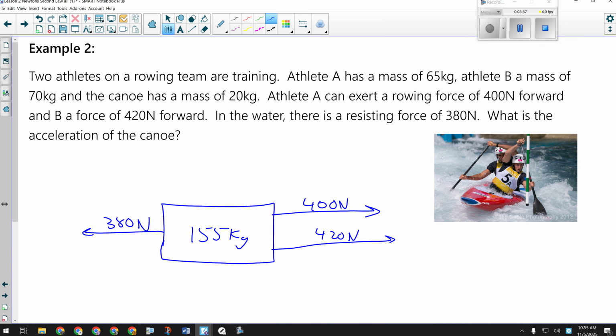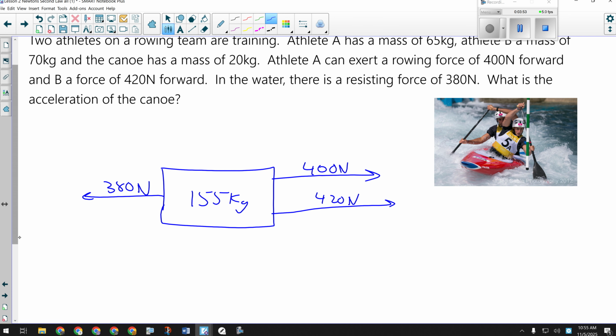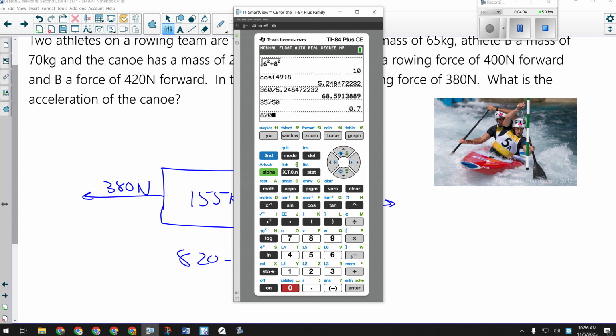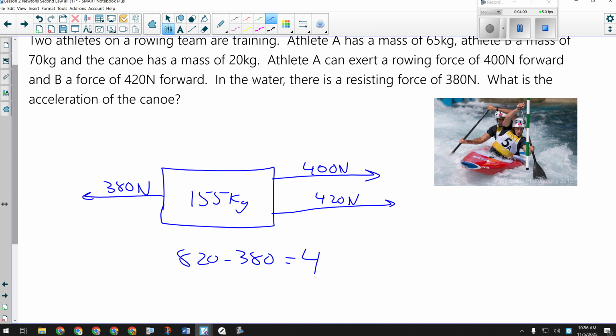All right, now I've got my free body diagram. Because all these forces are collinear, they're forward and backward, I don't really need to draw a vector diagram for this. I can just go forward is positive, backward is negative, and add them all together. Everyone okay with that? So I'll have my 820 newtons forward minus 380 newtons backwards. So 820 minus 380, we got 440 newtons in a forward direction. So now I have my net force.